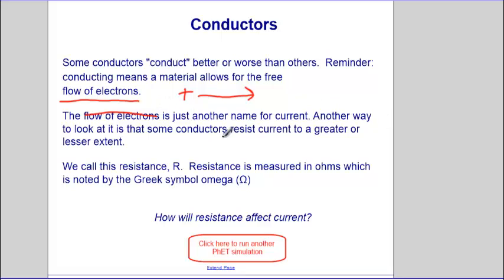Another way to look at this is that some conductors resist current to a greater or lesser extent. Can you think of a material that is a conductor, that's a metal? It's very common. They use this in your house for the wires. Think about that for another second. I'll give you the answer. In most cases, it's copper.